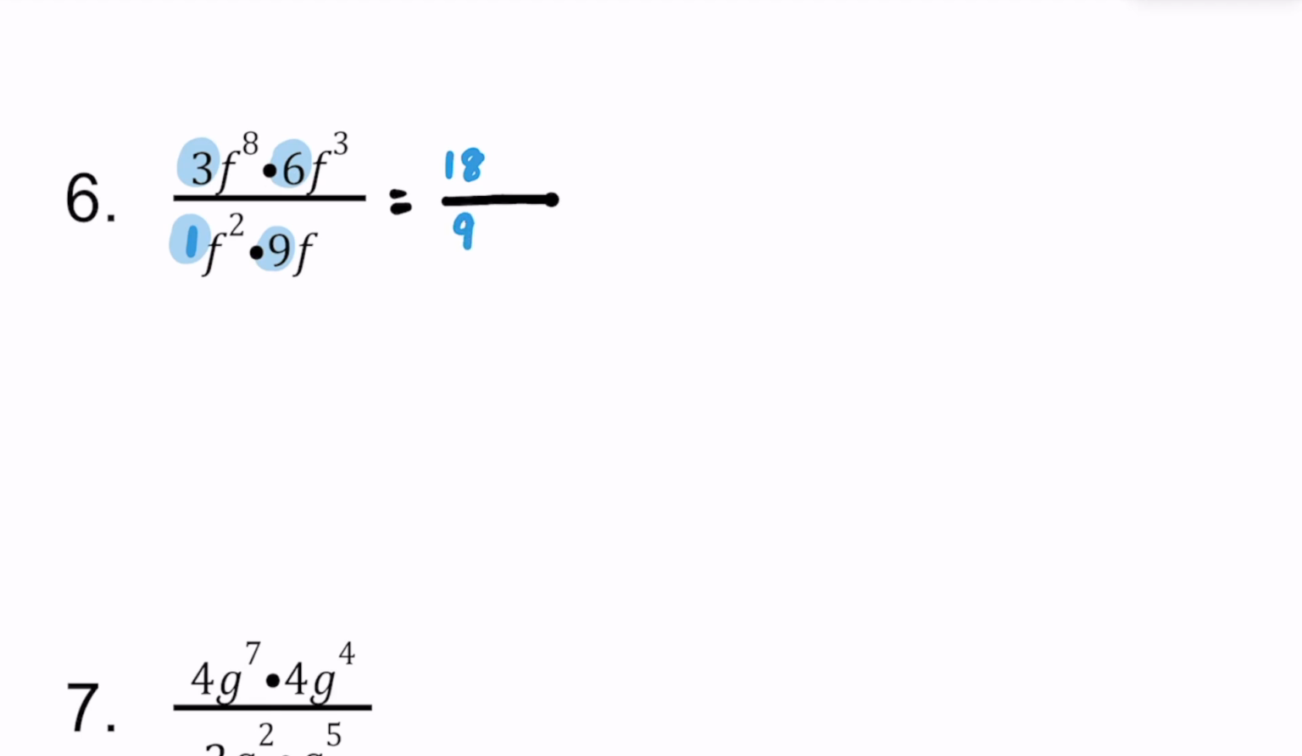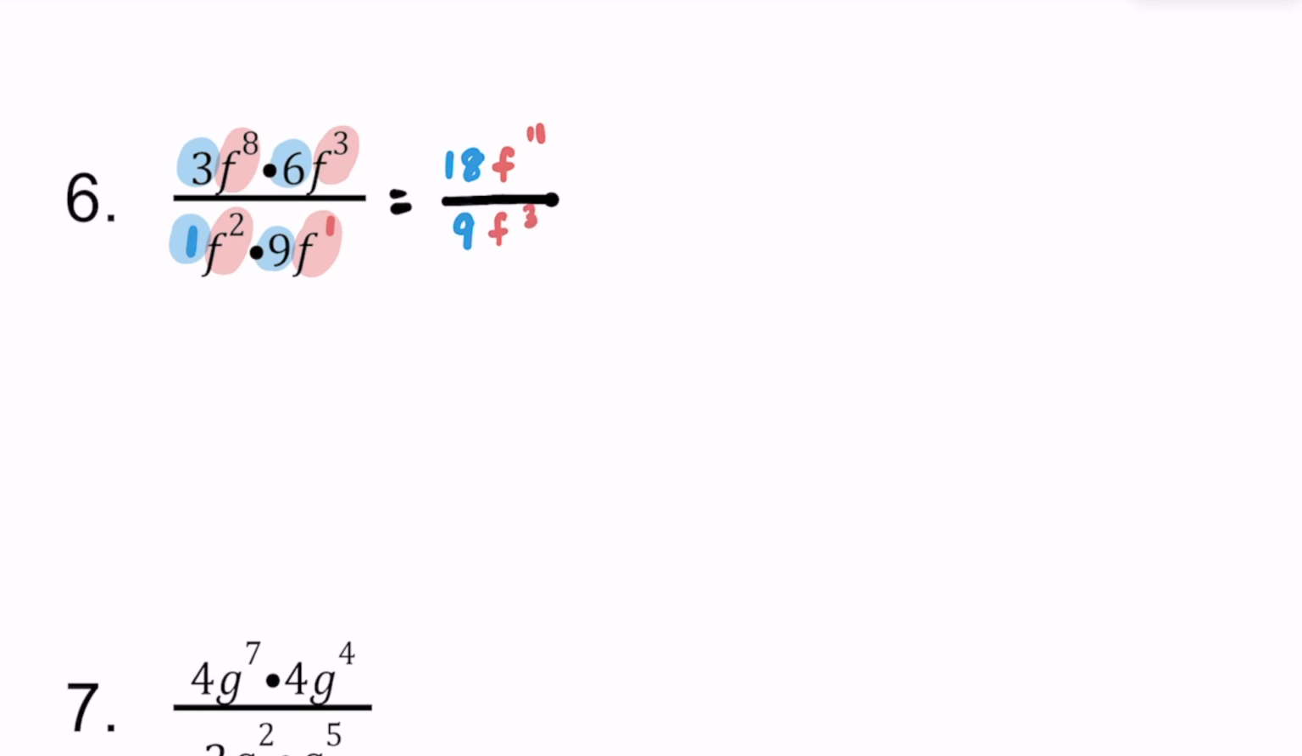Now moving on to the variables, f to the 8th power times f to the 3rd power. Using that product property, 8 plus 3 is 11, so it's going to be f to the 11th power. And then in the denominator, we have f to the 2nd power. Let's go ahead and multiply that by this f to the 1st power. So don't forget there's an invisible little 1 there. And so using the product property, 2 plus 1 is going to be 3. So this is going to be f to the 3rd power.